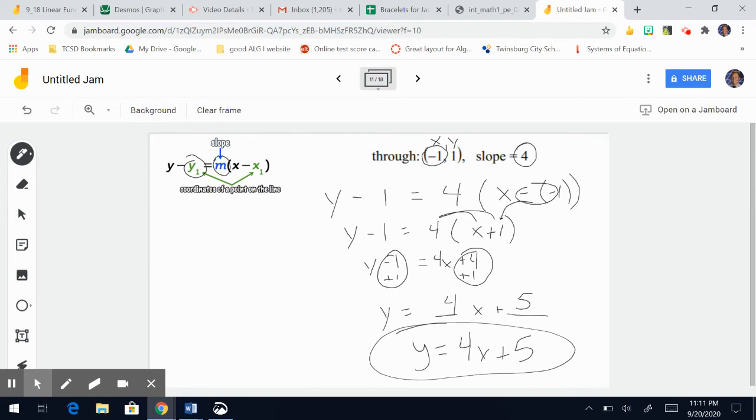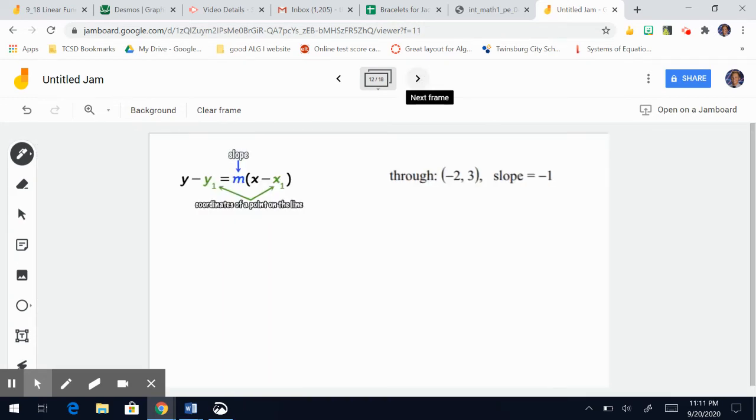Again, I know I'm going quickly. We're going to do another example. However, if you do have questions, pause it, rewind it, and go. So again, our base is always y minus blank equals your slope x minus. So now we just need to fill in our information.